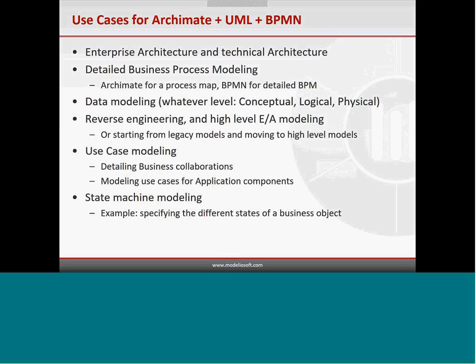ArchiMate and UML. We also do reverse engineering. That is, for example, you have a SQL database. You can reverse it, get a UML model, and from that UML model get a view at the ArchiMate level, so that you get business objects from what already exists in your database. You can also do use case modeling, as we have seen before, in order to detail business collaboration. Model use cases for application components. You can also do state machine modeling in order to specify the different states of a business object. So these are just a few of the cases that you can have to combine ArchiMate, UML, and BPMN.